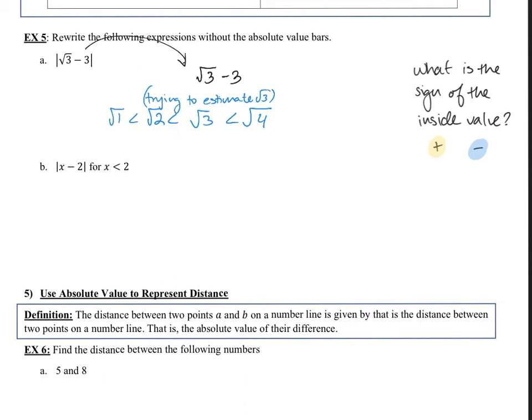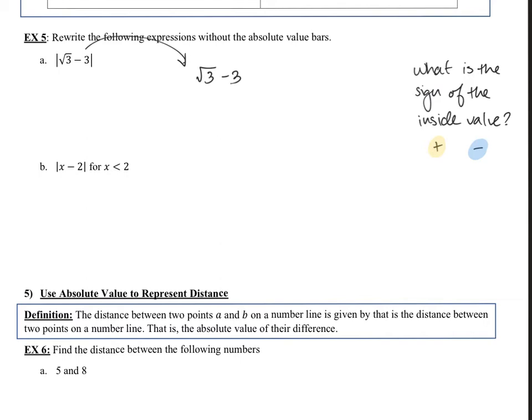Well, what's the square root of 1? The square root of 1 is just 1. So we know that the square root of 3 is bigger than that. What's the square root of 4? Well, the square root of 4 is 2. All right, so we figured something out here. Square root of 3 is in between 1 and 2. So that means the square root of 3 is smaller than 2. Okay, let me write that down.